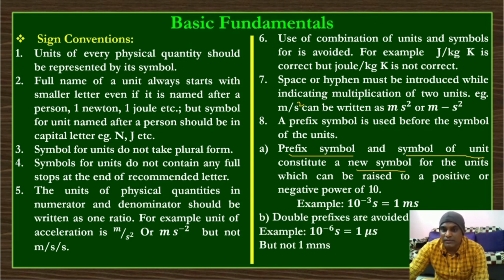Now, sometimes suppose 10 raised to minus 6 second is there. One might write 10 raised to minus 3 as a millisecond and the remaining 10 raised to minus 3 as another millisecond, so one mms, but that is not acceptable. What we have to write for 10 raised to minus 6 is microsecond. So mms is not acceptable. Double prefixes are not acceptable.